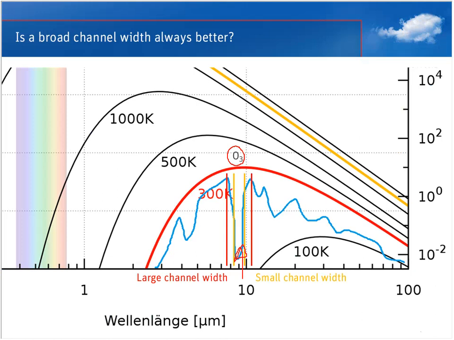If the bandwidth is larger, for MSG, for example, then we get radiation outside the absorption band. Here, for example, and here. This is not absorbed anymore by O3. So what happens? A larger bandwidth will blur the image. If we have a small bandwidth, then we get much more precise information, and the spectral resolution, that's the technical word, the spectral resolution is much higher.